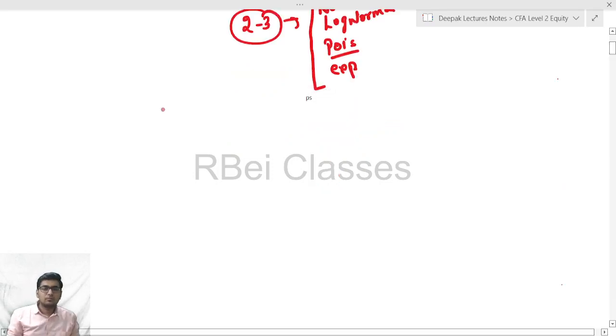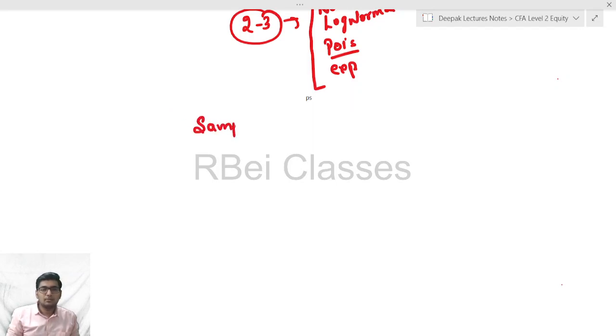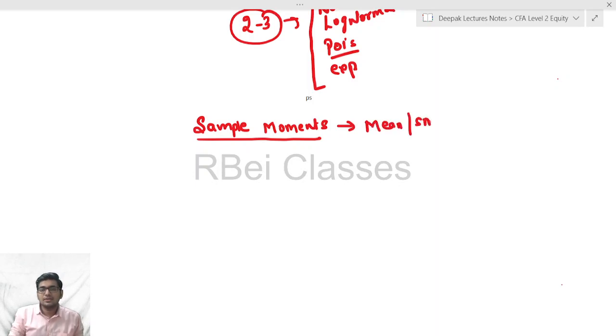Okay, so give the heading sample moments. We are starting with sample moments. Now some part of this particular topic is very easy. It is discussing the mean, standard deviation, median and modes. Okay, something which we are very comfortable with, something which is very logical.